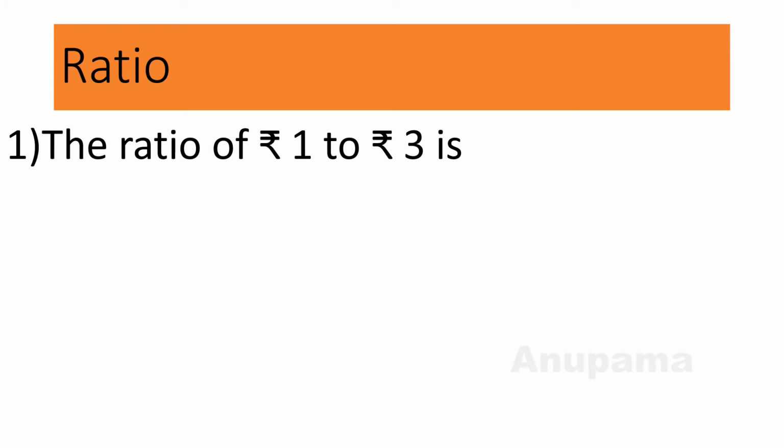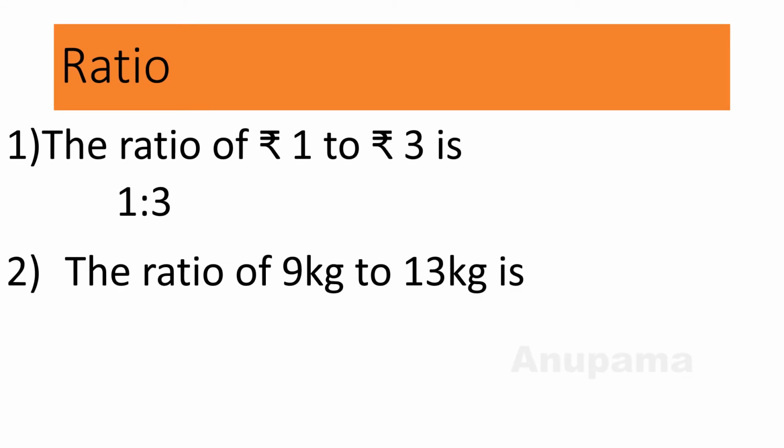Let us understand more about ratio. The ratio of rupees 1 to rupees 3 is 1:3. The ratio of 9 kilogram to 13 kilogram is 9:13. Here we can see that in the first example the quantities are both in the form of rupees. In the second example, 9 kilogram and 13 kilogram, both are in the form of mass, or we can say weight.